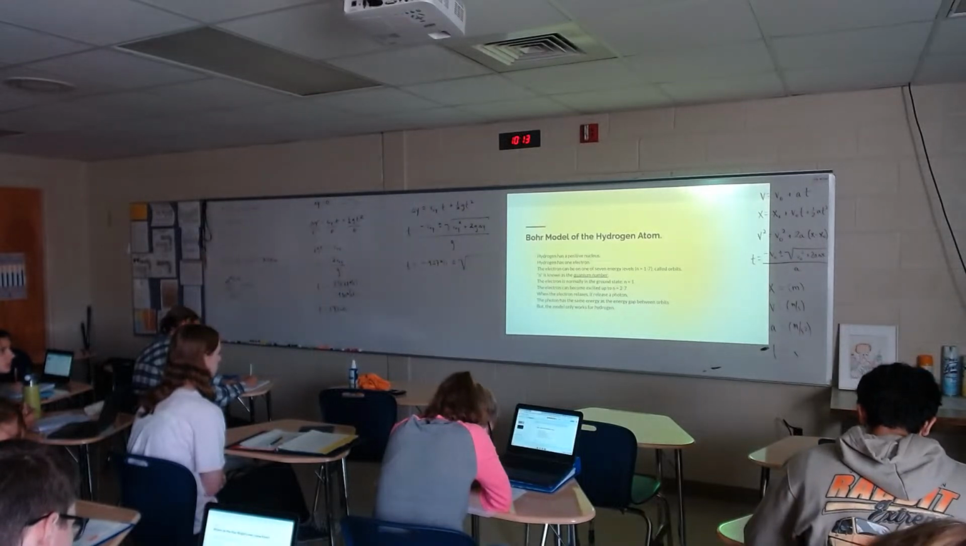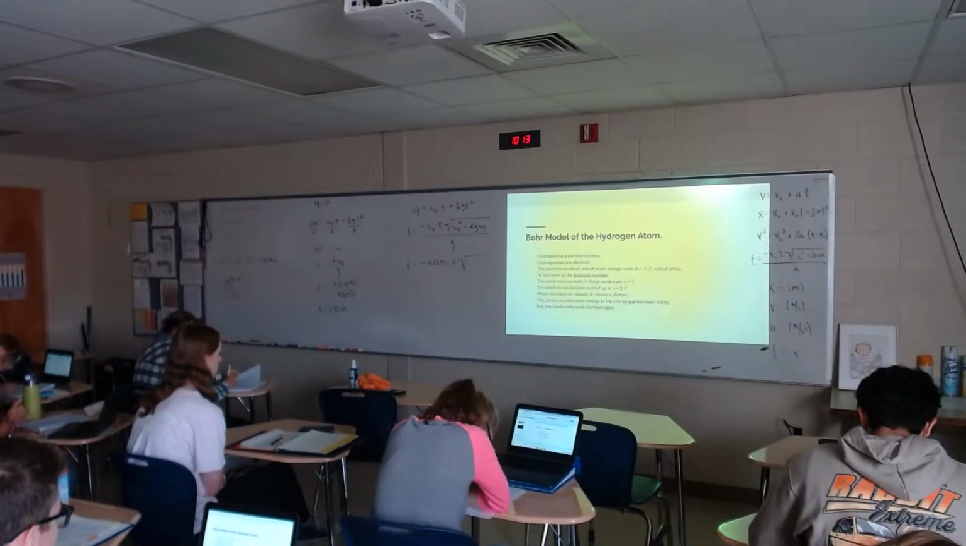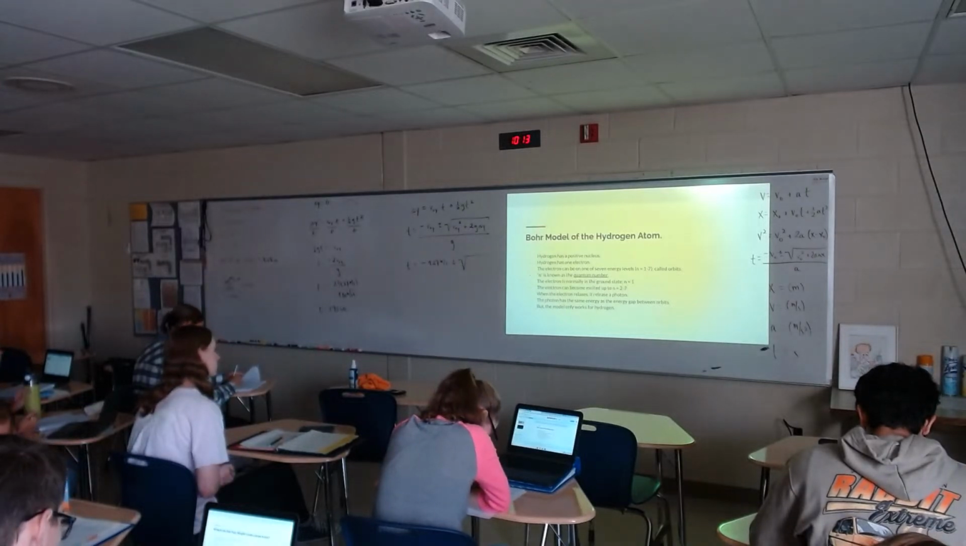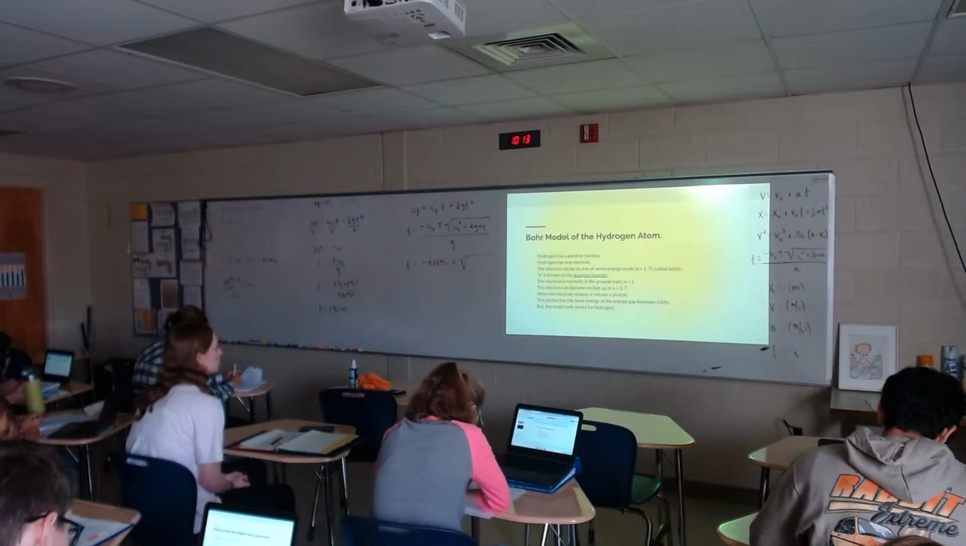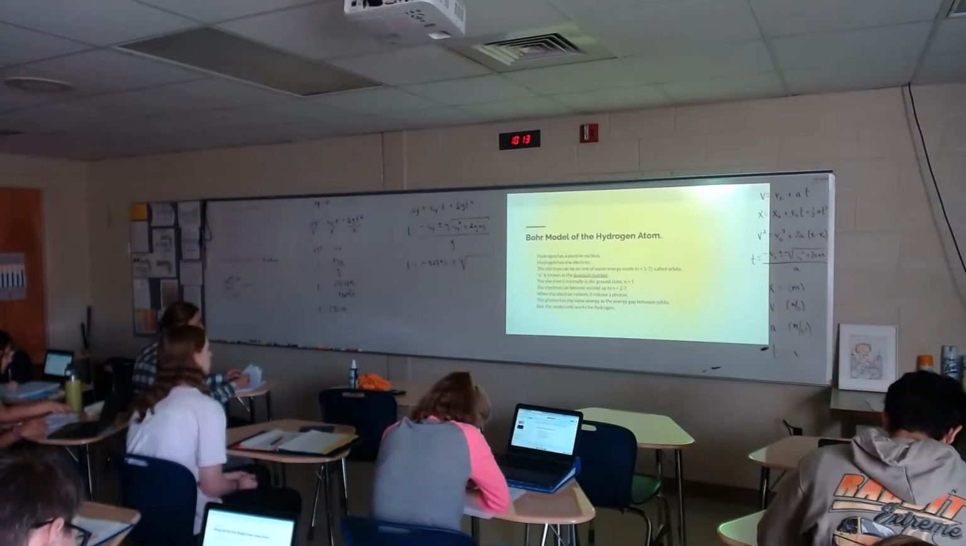This model he came up with works perfectly for hydrogen. Does not work for any other element. He knew that, which means he knew he was onto something, but didn't have the complete answer.